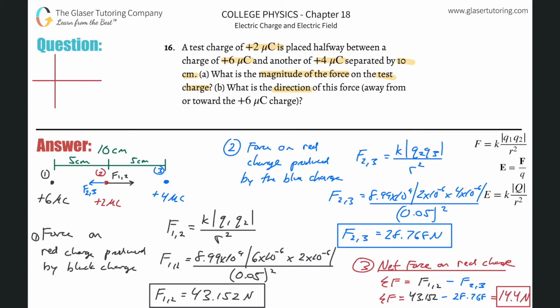If I had my coordinate system here and I had the black force pointing in the right-handed direction, this was 43.152, and then I had the blue one pointing to the left, and that was 28.768. The resultant force, the net force, would have been pointing to the right, right? I'm going to write it just above in red. It would have been pointing to the right, and that's what we found, 14.4 newtons. So it's pointing to the right, and in reference to the positive 6 charge, it is pointing away from that.